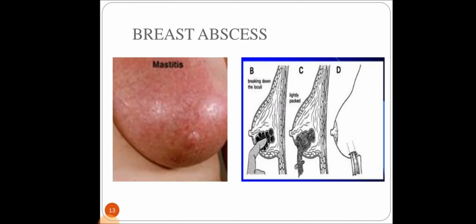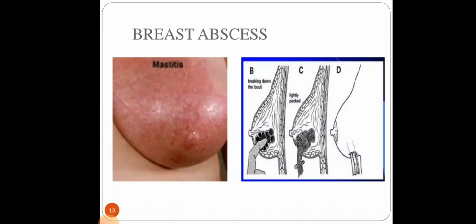Then the complications of breast abscess, it is mainly antibioma formation. Antibioma, you might have already heard about antibioma. That is continuous administration of antibiotic. That is, even after the formation of abscess, there is continuous administration of antibiotic, and that will lead to the formation of antibioma. So that is one complication that can happen to this breast abscess.